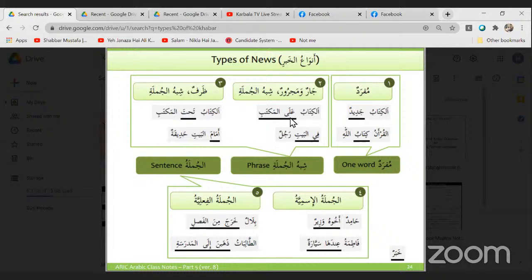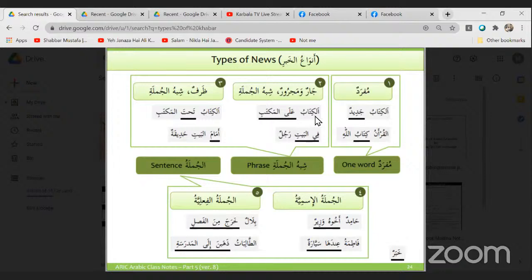Now, the second type of khabar, the predicate you can have, is a preposition. So what is a preposition? On, behind, under, in. So ala, which means on, fi is in, ila means to. These are prepositions. And the noun which comes after a preposition is in the genitive case, meaning the case of getting a kasra, which is majroor. So it gets kasra.